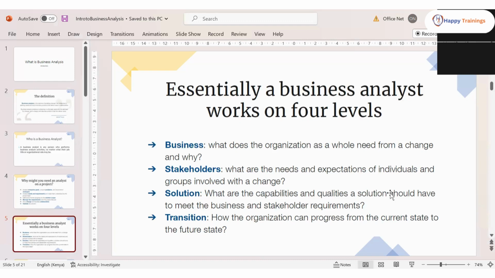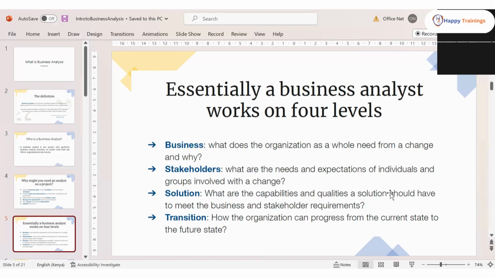Stakeholders: what are the needs and expectations of individuals and groups involved with the change? The stakeholders involved are the project sponsor, the owner, the project manager. We have to understand and collaborate with every stakeholder. We need to understand their requirements.